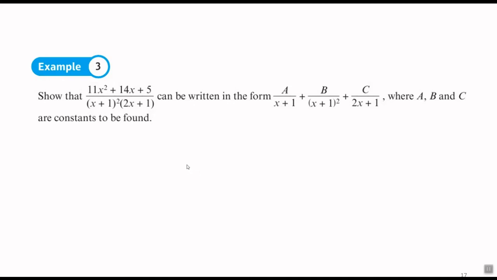So example number 3. Show that (11x squared plus 14x plus 5) divided by (x plus 1) squared times (2x plus 1) can be written as constant a divided by x plus 1, plus constant b divided by (x plus 1) squared, plus c divided by 2x plus 1. So you need to find a, b, c. Pause the video and try to find the constants a, b, c.